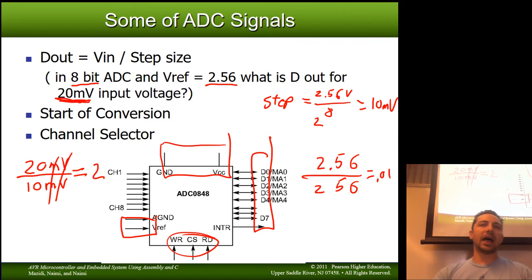Calculating your digital out is V in, your input voltage, divided by the step size. Very often you won't be given the step size, you'll just be given the resolution, 8 bits, and the reference voltage, 2.56 volts.